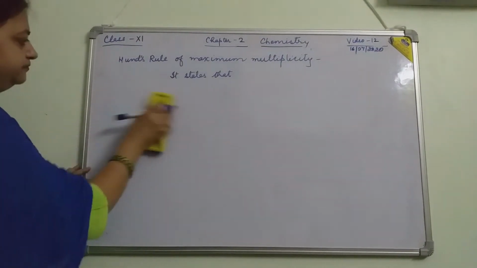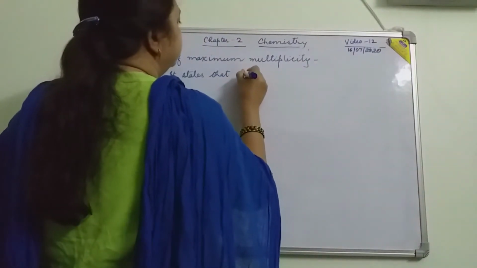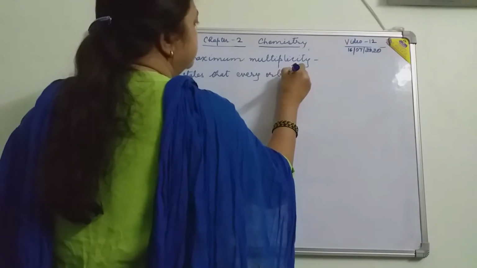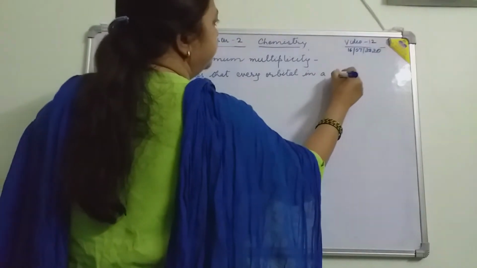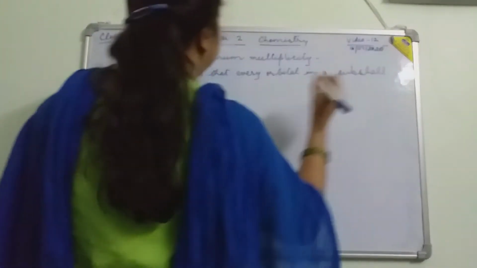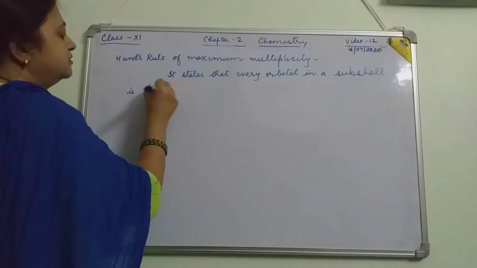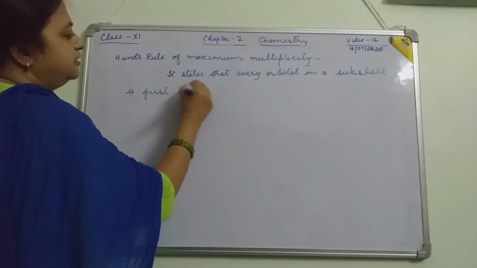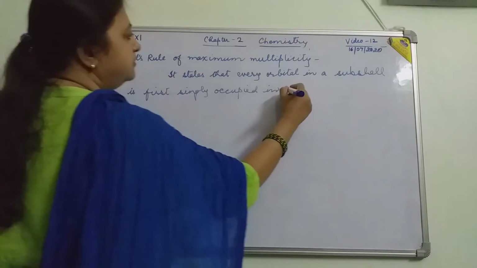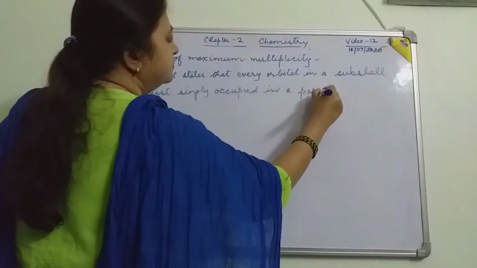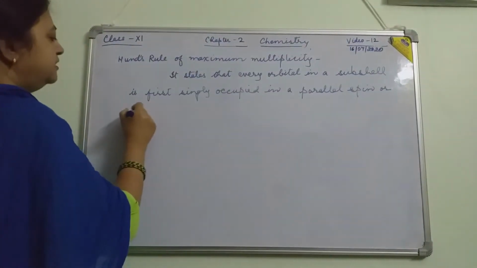In a subshell, every orbital is first singly occupied in a parallel spin. Parallel spin means the same spin.